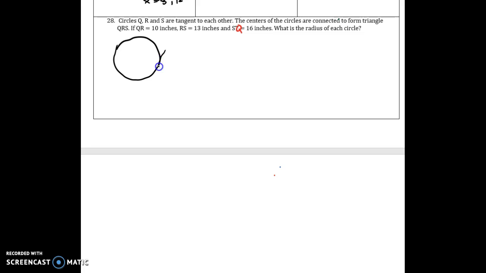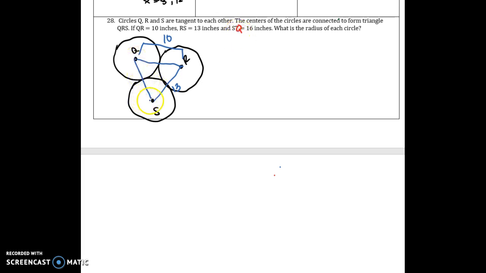1, 2, and 3. Q, R, and S. So I have QR is 10, RS is 13, and SQ, there's a typo there, should be 16.